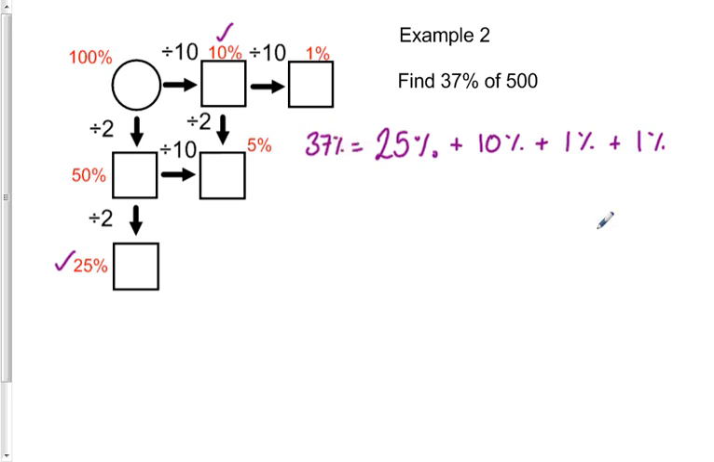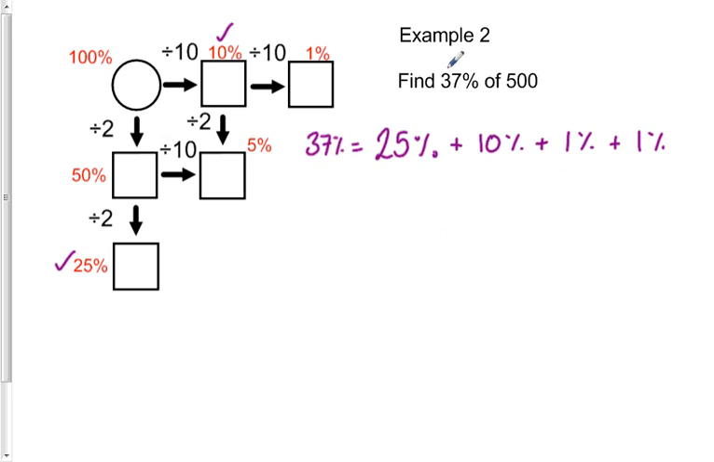Now that's not the only method. Of course, you could find 10% and use 3 of them, then add on a 5 and 2 1%s. Or you could find 40% and take away 3 1%s. There's lots of methods to use for this. But let's use this one to start with.